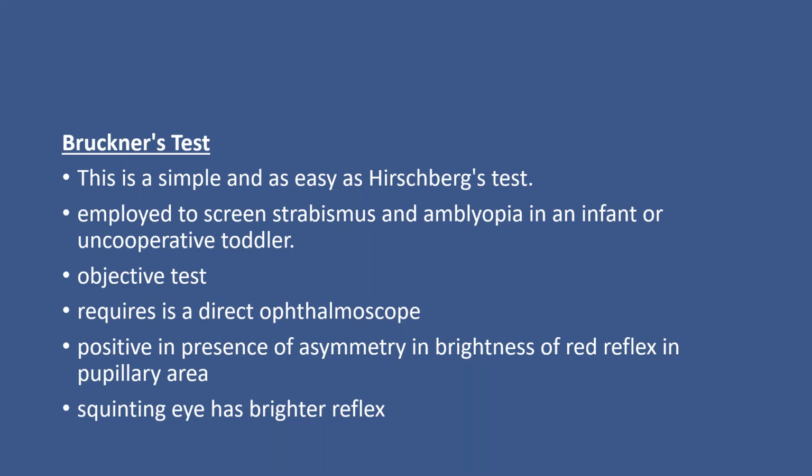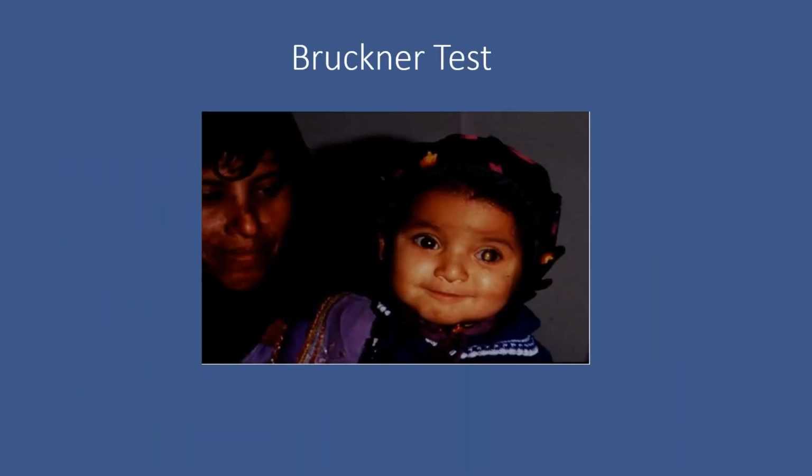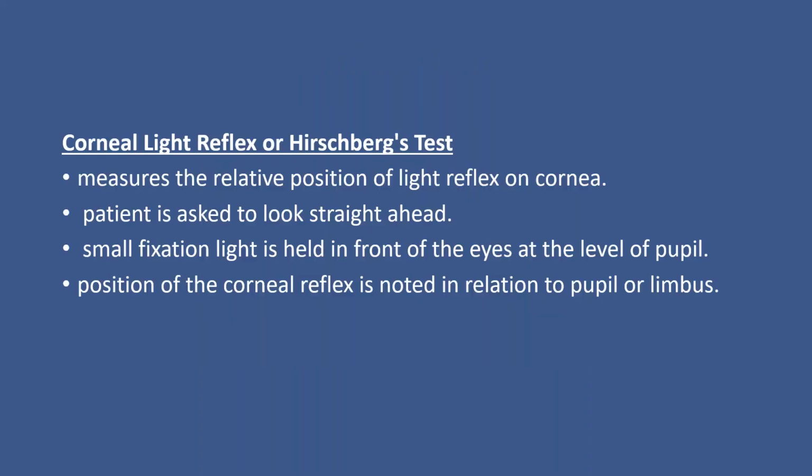Okay, so the squinting eye will show a brighter reflex. I'll show you an image in the next slide. So over here you see that in the left eye of this child, the child probably has an exodeviation in this eye, and it shows a brighter red reflex. Okay, so this test is only used to screen patients very quickly, or very small children who will not follow your commands, so you can easily screen children for strabismus.